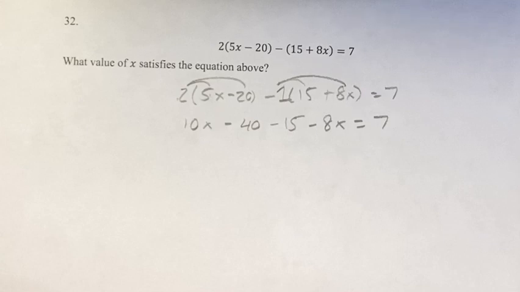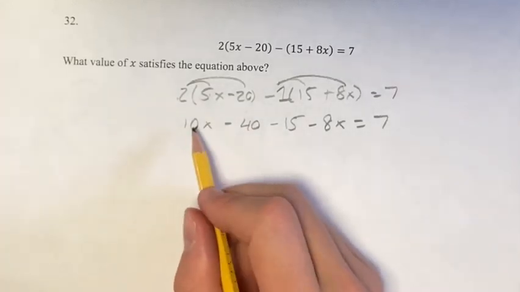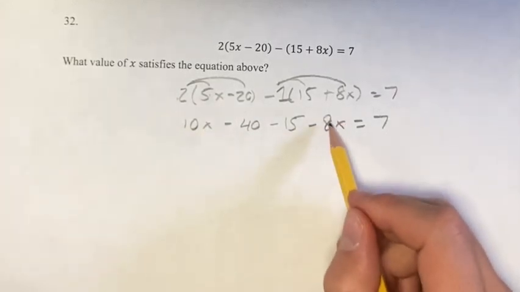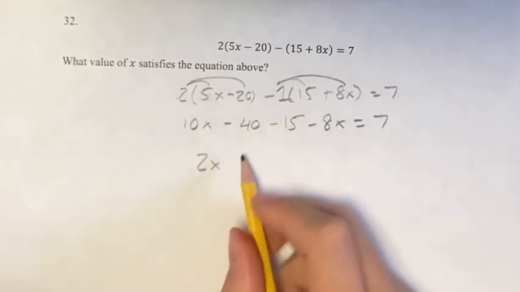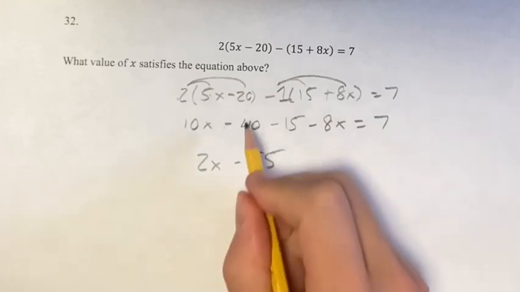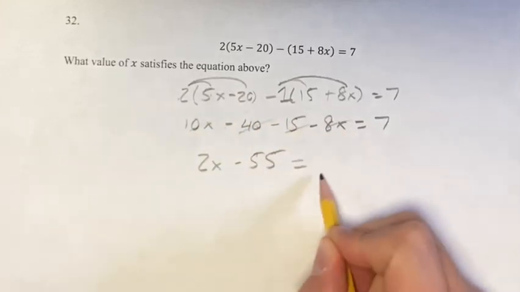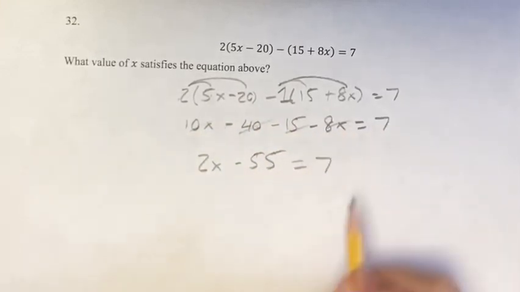And now that you have your parentheses gone, we can just solve for x. So we have 10x minus 8x. 10 minus 8 is 2x left. Minus 40 minus 15 is negative 55. These are all accounted for, and this is just equal to 7.